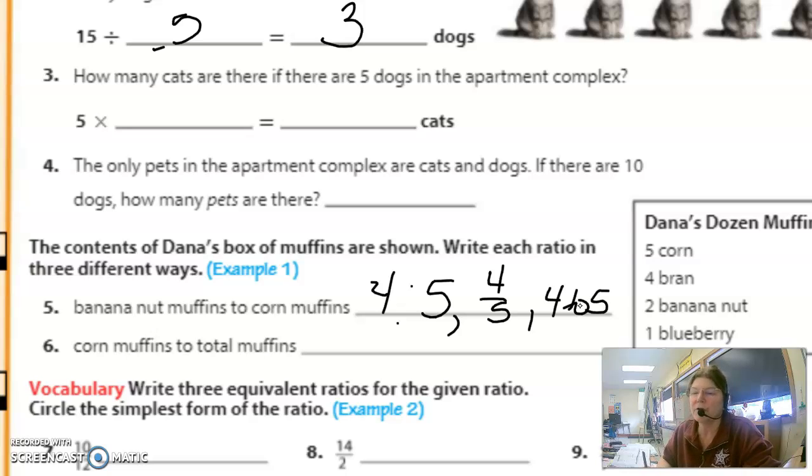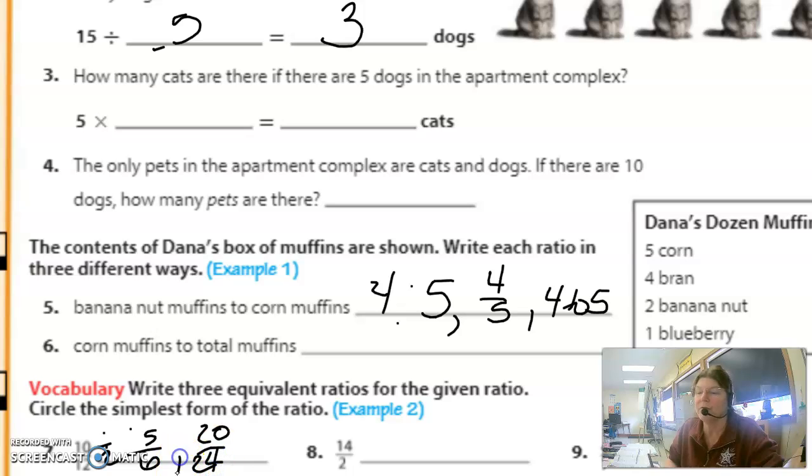Corn muffins to total muffins. Same thing. And your vocabulary, write 3 equivalent ratios for the given ratios. Circle the simplest form of the ratio. So if you're looking at equivalent ratios, you could look at, if you divide this by 2, what you do at the bottom, you must do the top, vice versa. So that would be 5 over 6. Or you could do it times. You could do 2 times 10. That would be 20 over 24.